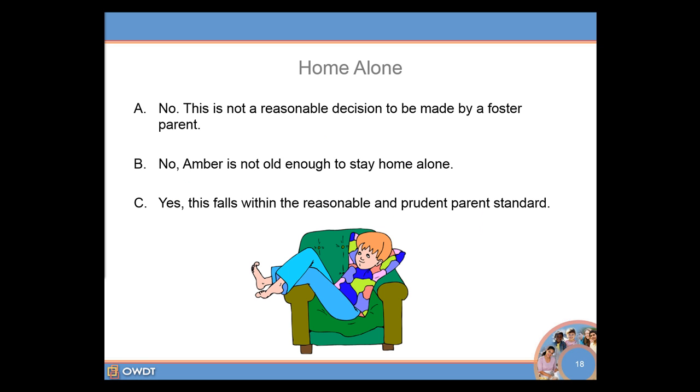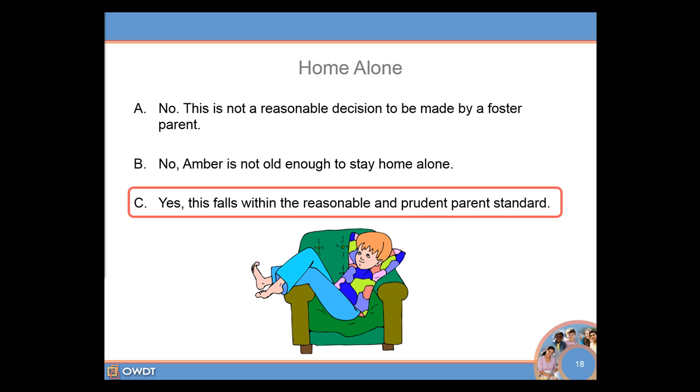Amber just turned 13, and she wants to ride the bus to her foster home after school, where she would be alone for 2 hours until her foster mom, Rose, got home. Can Rose make this decision to allow Amber to stay home alone? A. No. This is not a reasonable decision to be made by a foster parent. B. No. Amber is not old enough to stay home alone. C. Yes, this falls within the reasonable and prudent parent standard.